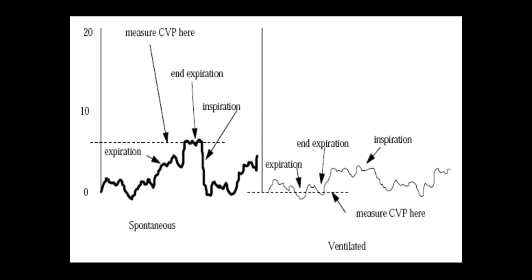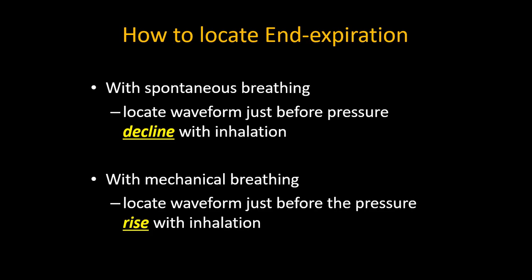If you look at a spontaneously breathing patient, what happens here? In a spontaneously breathing patient, during inspiration the intrathoracic pressure is negative, whereas during expiration the pressure gradually goes up. So at the end of expiration the CVP is highest. In a ventilated patient, where positive pressure ventilation is going on, intrathoracic pressure rises during inspiration. At that point of time, at the end of expiration, the CVP is the lowest because of the pressure reflection. We will discuss this.